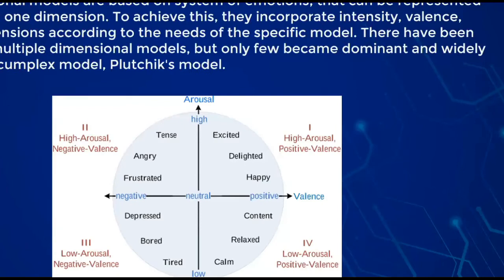However, the dimensional models are based on systems of emotions that can be represented in more than one dimension. To achieve this, they incorporate intensity, valence, and arousal dimensions according to the needs of the specific model. You notice here in the picture we have two axes, and we have emotions between those two axes. So it depends on arousal, valence, and intensity. So it has other dimensions rather than the categorical one.